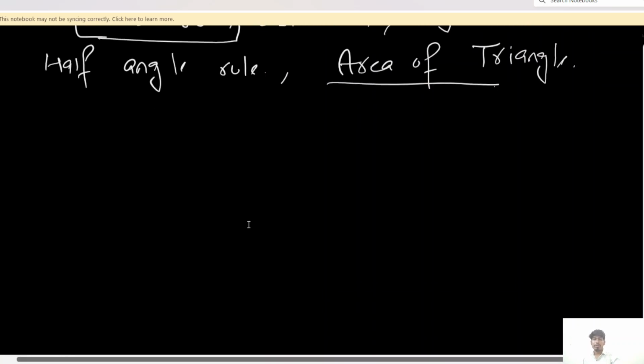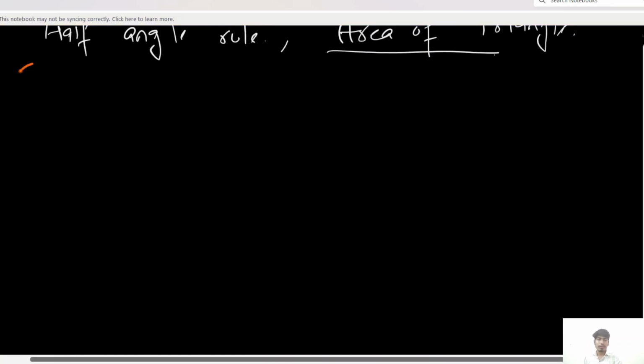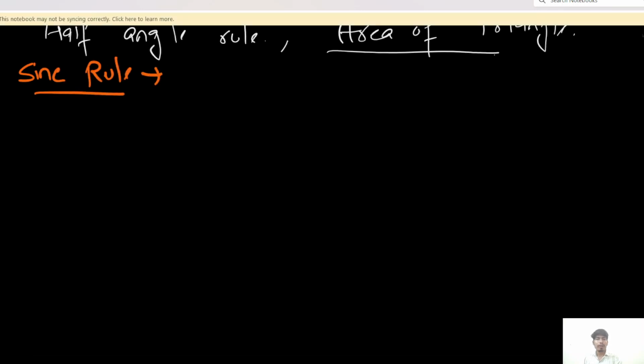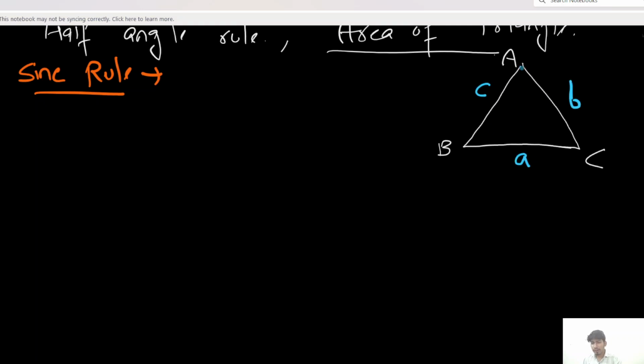Then what is sine rule? You have studied sine rule. If you haven't studied, don't worry, I will tell you everything. Let ABC be a triangle, this is our triangle, this is A, this is B, and this is C. These are the sides: the side opposite angle A is small a, the side opposite angle C is small c, and the side opposite angle B is small b.